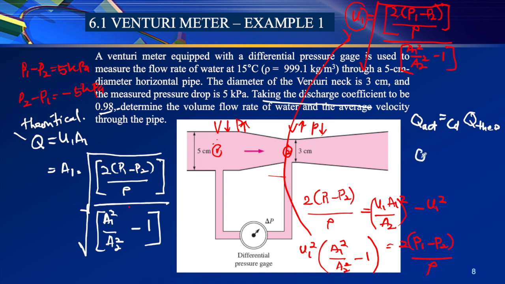After that, use that Q actual to find the average velocity. Substitute from this equation, Q actual equal to U1 A1, and Q actual equal to U2 A2. Substitute into this equation and then find the value of U2.